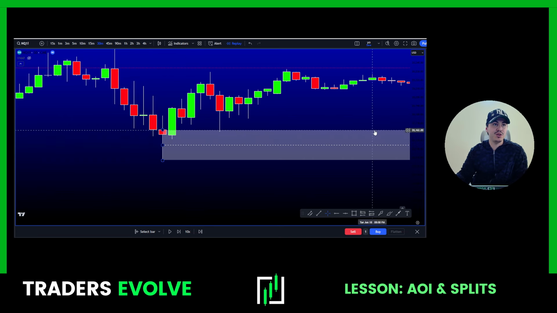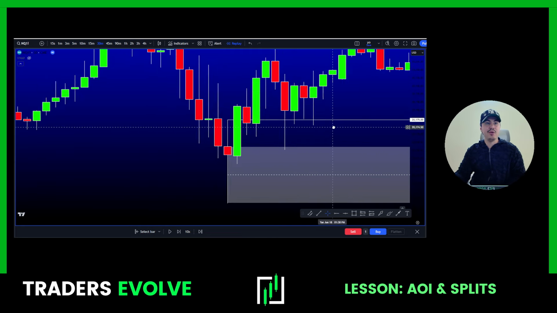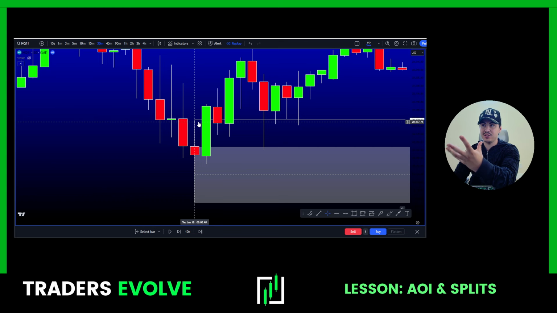So in this case, we have a demand zone with an AOI that is currently standing right here. Okay, now let me explain something very quick. If the wick is bigger than this candle right here, which is considered the aggressive move that creates the zone, we are not going to mark it as an AOI.